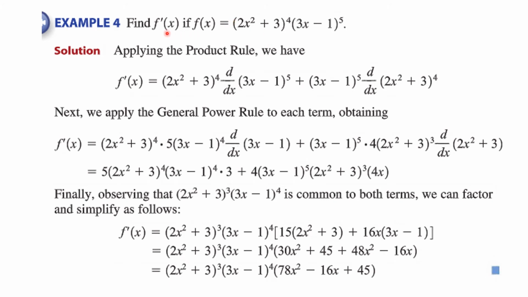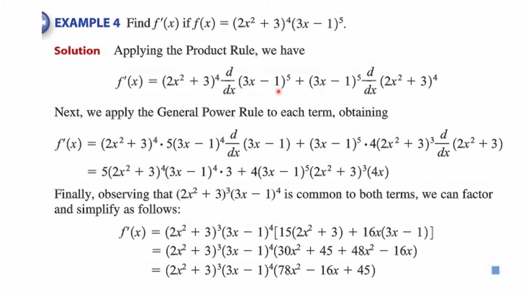Here's a more complicated product rule. So here the first function is going to be (2x squared + 3) to the fourth. The second function is going to be (3x - 5) to the fifth. It's going to work the same way, but both of these functions have the chain rule. So applying the product rule, we're having the first times the derivative of the second plus the second times the derivative of the first.